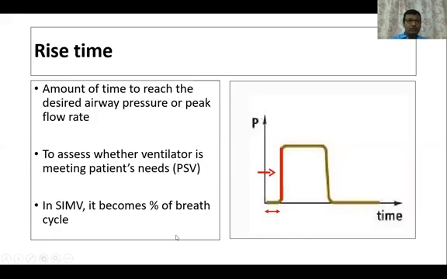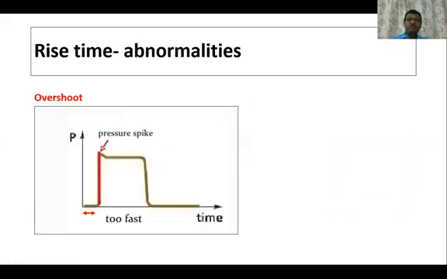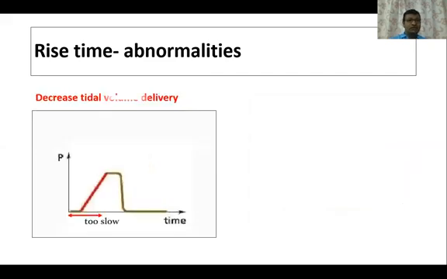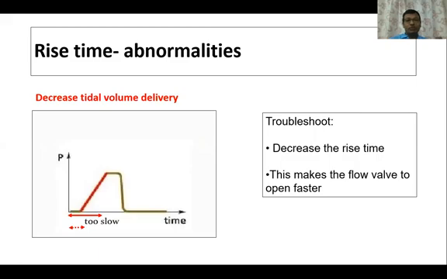SIMV mode. Now, if your rise time is too fast, what is it going to cause? It is going to cause a pressure spike during the inspiratory portion of the waveform. What you can do to rectify it is increase the rise time so that the flow valve will open slowly and the overshoot will be corrected. Now, if your rise time is too slow, what will happen? You can see the slanted pressure waveform and less tidal volume will be delivered. In that condition, you can decrease the rise time so that the flow valve opens faster and tidal volume will improve.